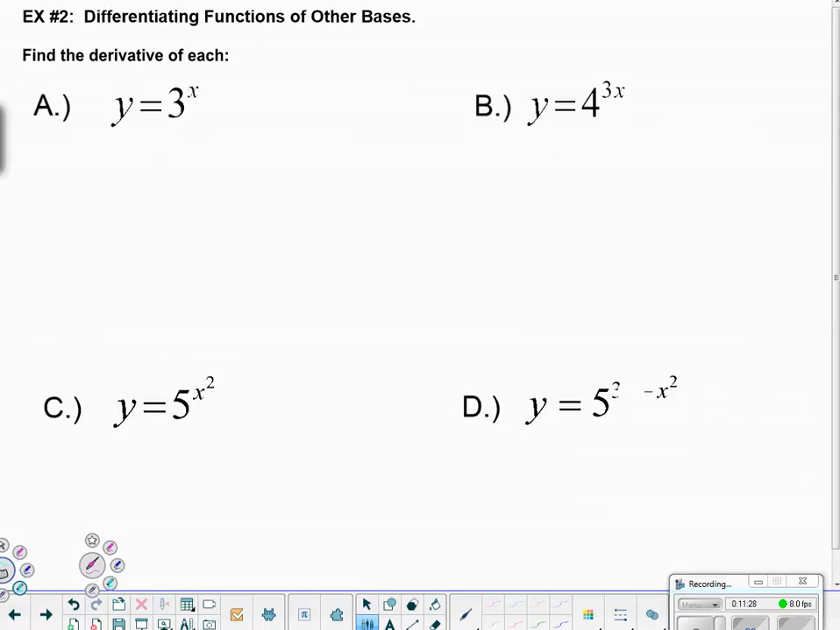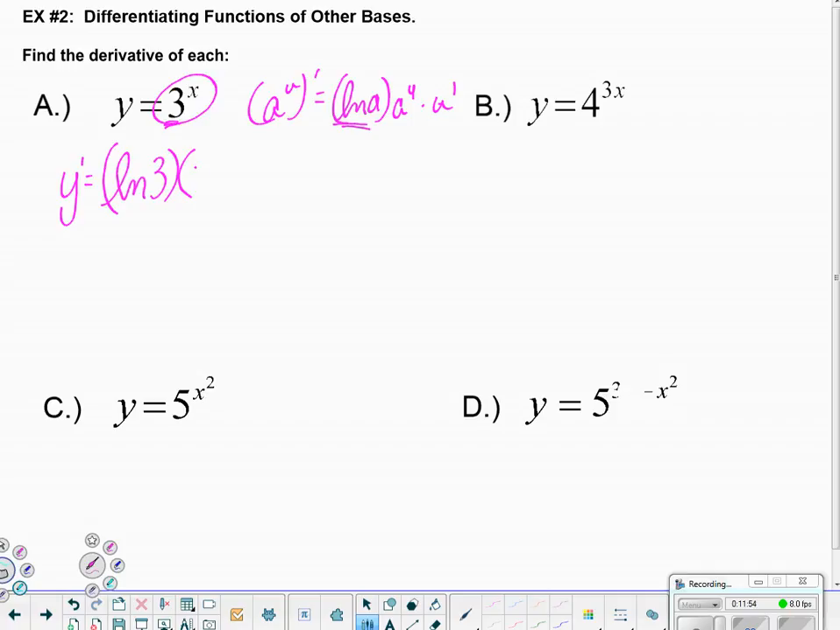Practice a few. Okay, base is 3. This is the format that's going to go, how do I want to write this? A to the u, its derivative is natural log of a times a to the u times u prime. That's our pattern we've got to follow. So y prime equals natural log of the base, natural log of 3, times a to the u. Well, a to the u is 3 to the x times the derivative of x, but that's just 1. So we end up with y prime equals natural log of 3 times 3 to the x. You know what? I'm going to rewrite that as 3 to the x natural log 3. Then I don't need to use parentheses.